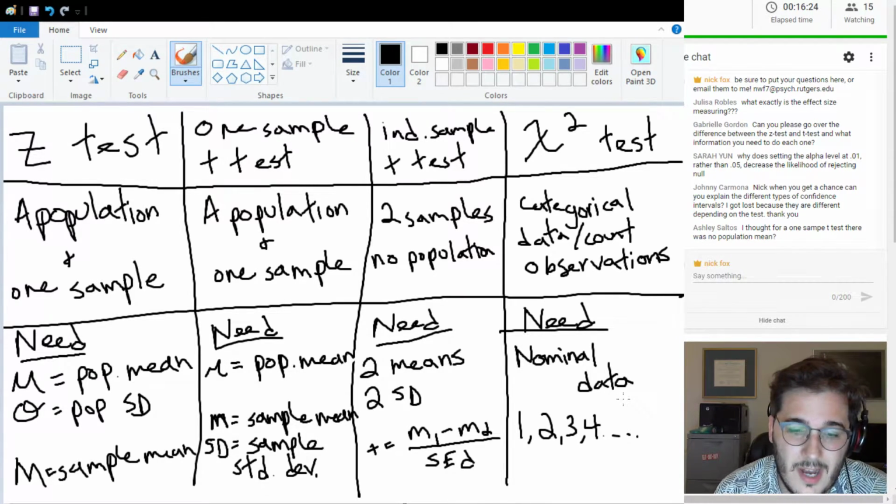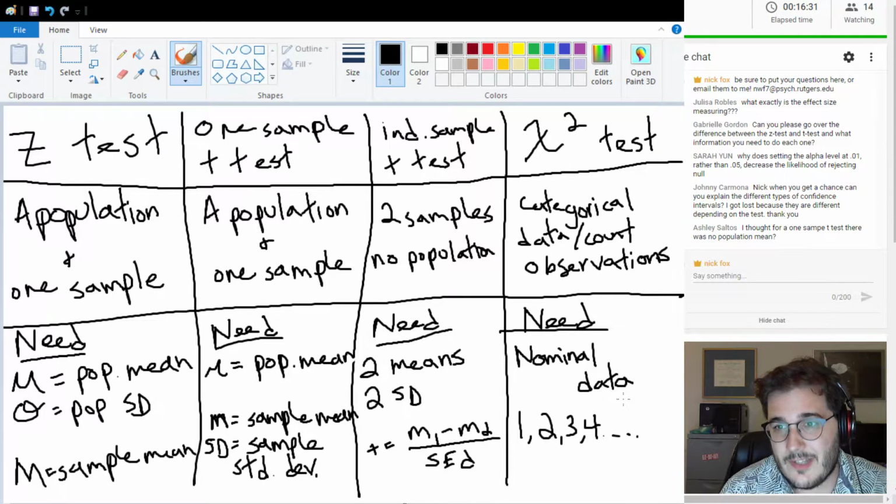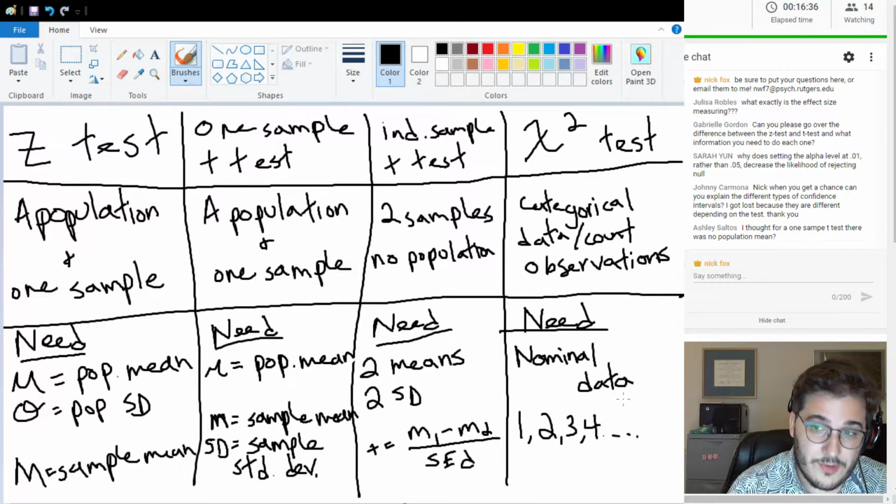There's no decimal. So Ashley, for one sample t-test, there actually is a population mean. You need mu because that's the one sample. You have one sample and you're comparing it to a population. What you don't have is the population standard deviation, sigma.